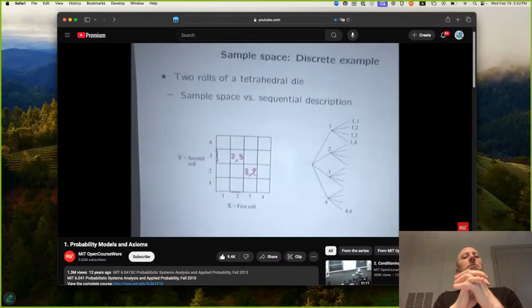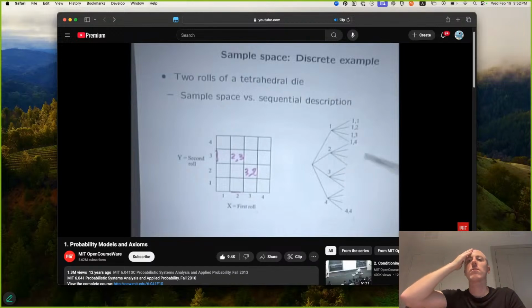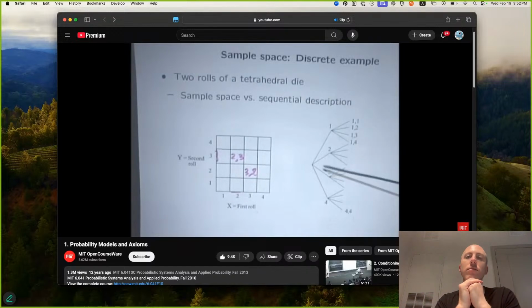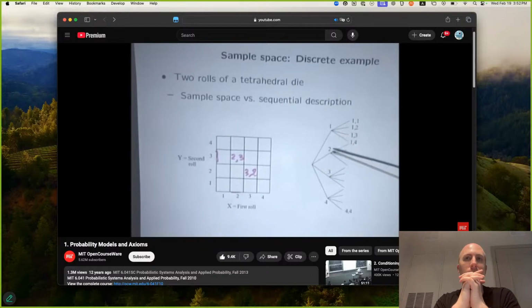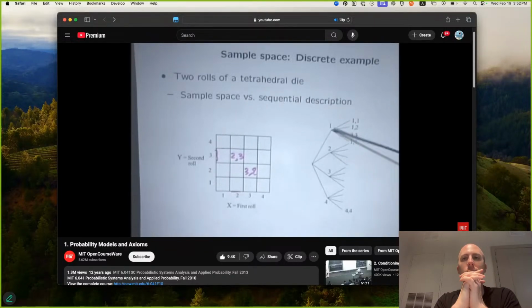And that's what we do by using a sequential description or a tree-based description, by drawing a tree of the possible evolutions during our experiment. So in this tree, I'm thinking of a first stage in which I roll the first die, and there are 4 possible results, 1, 2, 3, and 4. And given what happened in the first roll, suppose I got a 1, then I'm rolling the second die, and there are 4 possibilities for what may happen to the second die, and the possible results are 1, 2, 3, and 4 again.